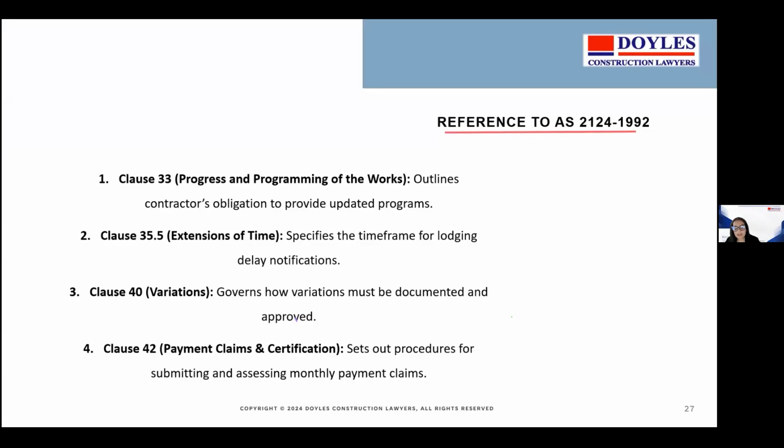So just looking at AS 2124, these 4 clauses together, programming, variations, claims and payments, it's important that contract administration is aligned with all of them, not just one. They all work together. So just looking at clause 33, it outlines contractors' obligations to provide an updated program. Clause 35.5 specifies the timeframe for lodging delay notifications. And clause 42 sets out the procedures for submitting and assessing monthly claims.